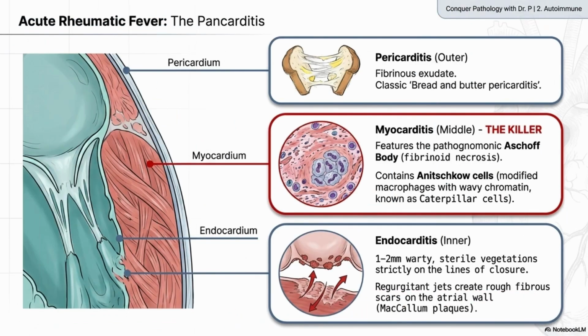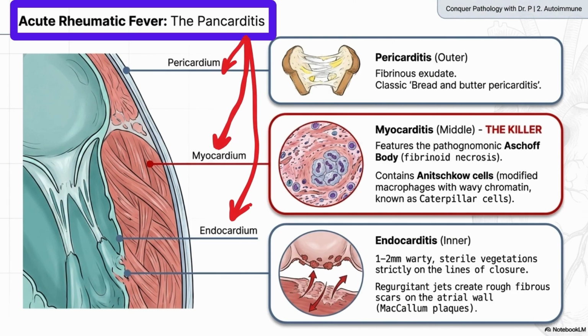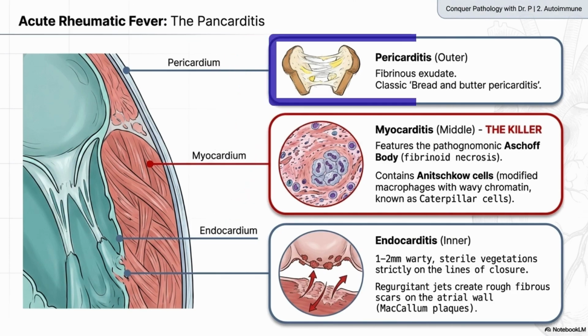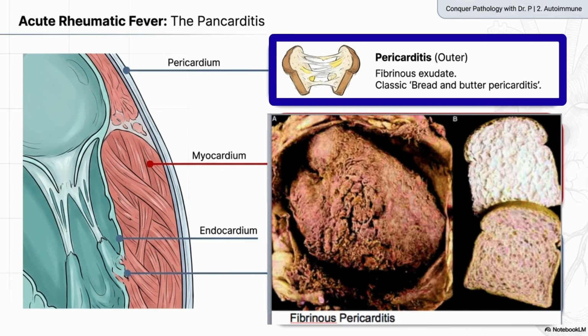During acute rheumatic fever, we see pancarditis, meaning all layers of the heart are inflamed. Let's break them down. In the pericardium, the outer layer, we see pericarditis. This is characterized by a fibrinous exudate, famously known as the classic bread and butter pericarditis.